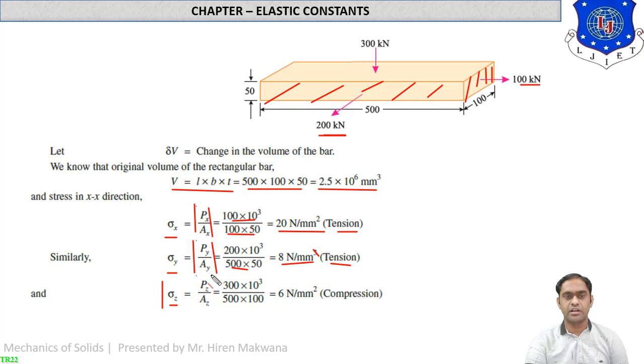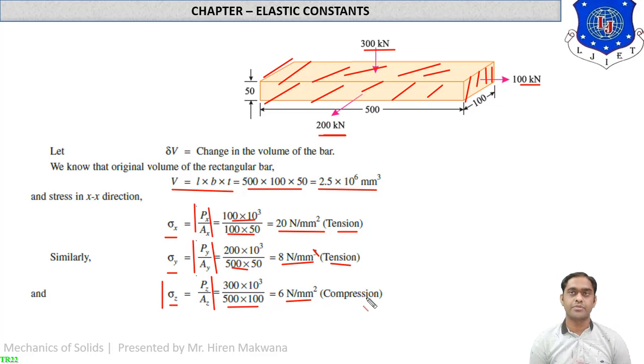And similarly for the third direction, Pz by Az, the force is 300 on the top view. So you have to take the area of top view, which is 500 cross 100. So your answer will be 6 Newton per mm square in compression, because the force is compressive. So stresses are available now.